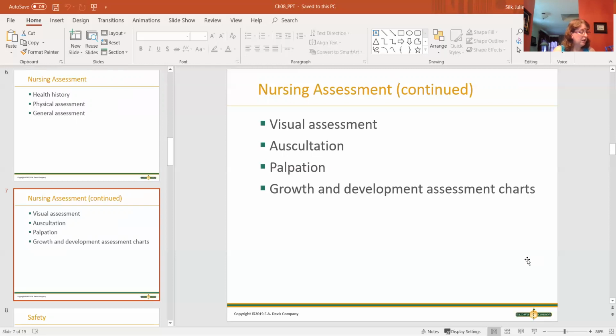Other things you're going to look at would be the Denver Developmental Screening Test. That's something that you do from 1 month to 6 years. And there's a couple other ones that the book mentions, but those would be something that you would do to look at their growth and development.